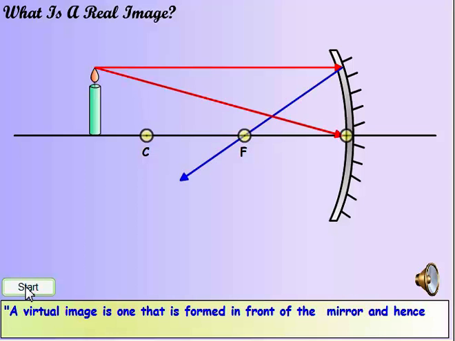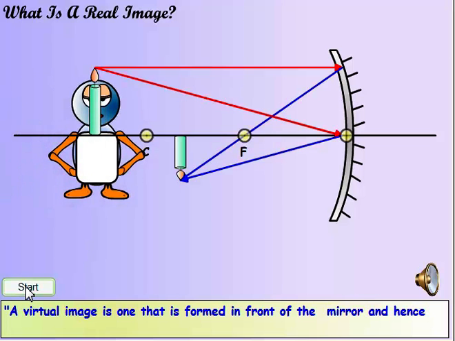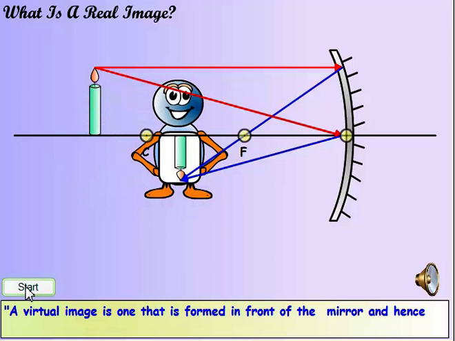Images can be formed in front of the mirror or behind the mirror. If they are formed in front of the mirror, they can be captured on a screen. The images that can be captured on a screen are called real images. The images formed behind the mirror cannot be captured on a screen and are called virtual images. Real images in concave mirrors are inverted and diminished.